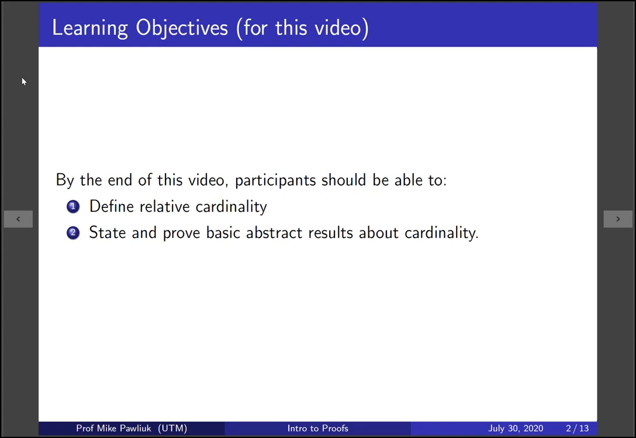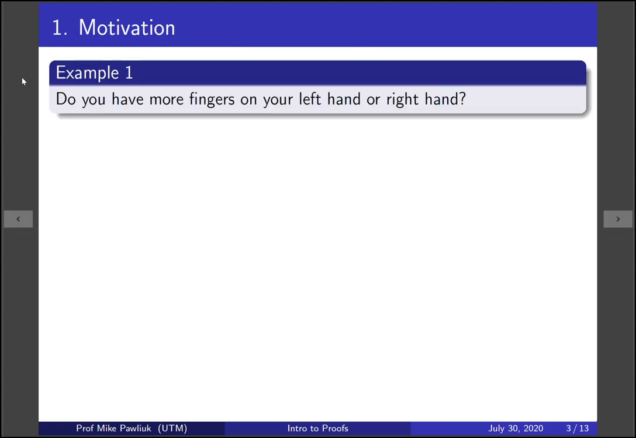The learning objectives for this video are, by the end of this video, you should be able to define relative cardinality and state and prove basic abstract results about cardinality. Let's start with some motivation about cardinality.